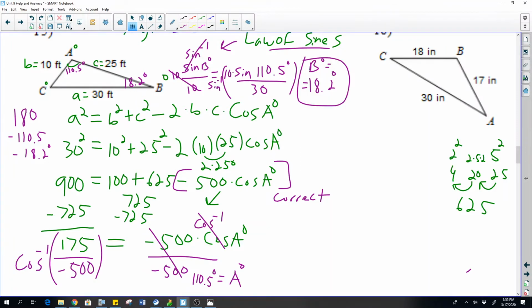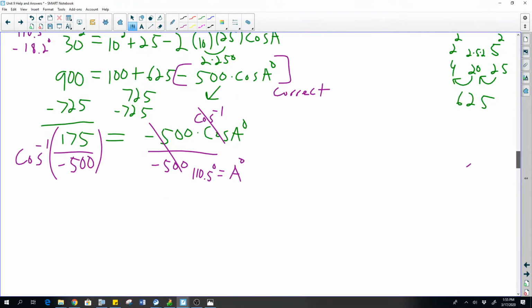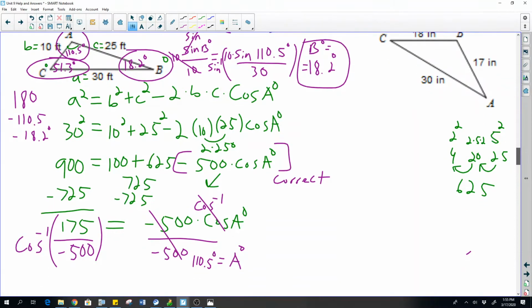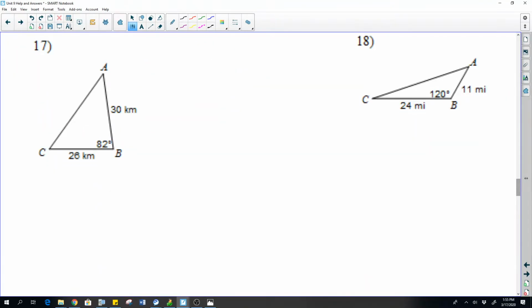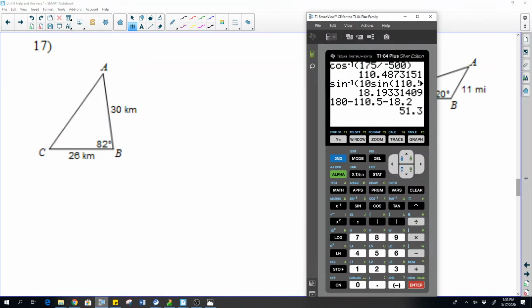So angle C is 51.3 degrees. So now we have all three angles, and we already have all three sides. Woo! Side, side, side. A little bit longer. Lots of steps there, as you can see. You can use your calculator to skip some steps. For example, number 17, I'm going to use my calculator to skip some steps.